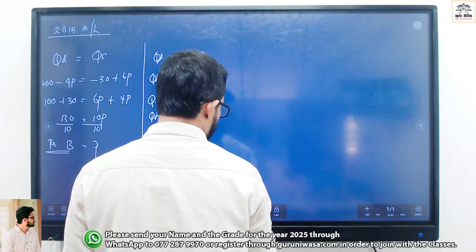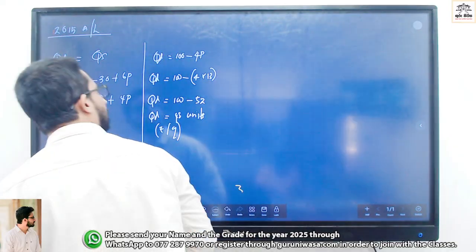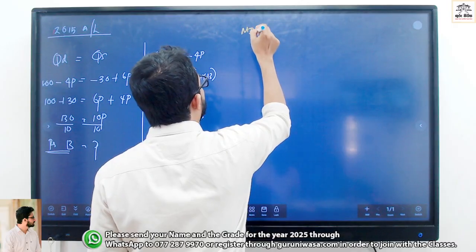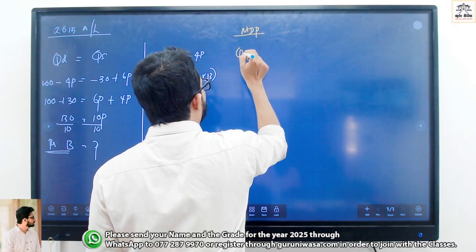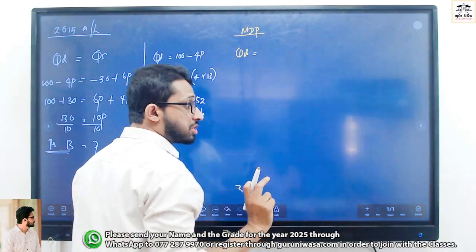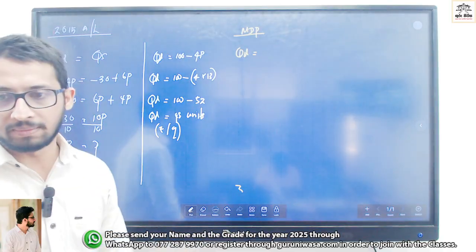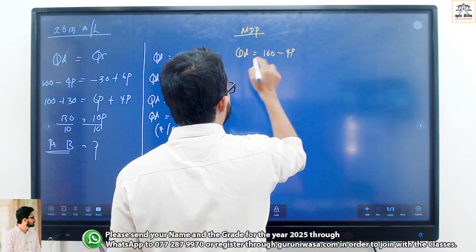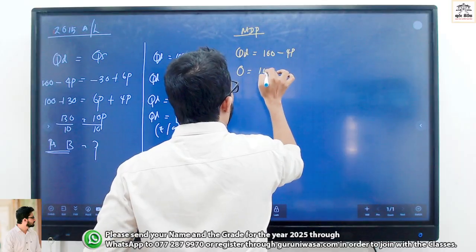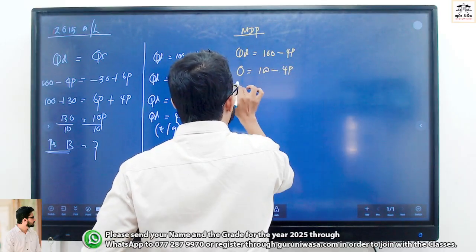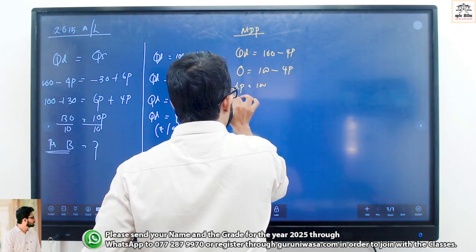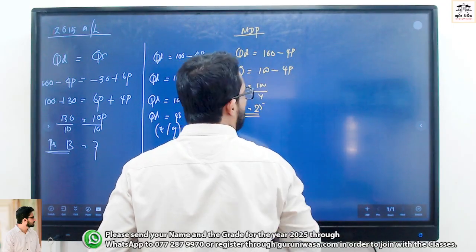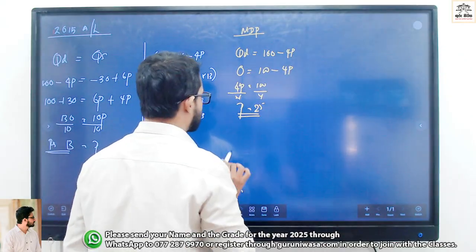Maximum demand price and minimum supply price. How to calculate maximum demand price? It is the price at which the demand curve crosses the price axis. QD equals 100 minus 4P. Set 0 for QD. 100 minus 4P equals 0, so 4P equals 100, divided by 4. P equals 25 rupees. Then calculate minimum supply price as well.